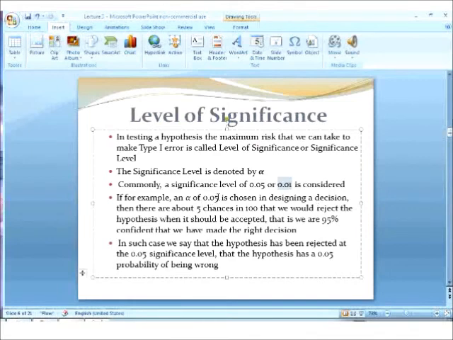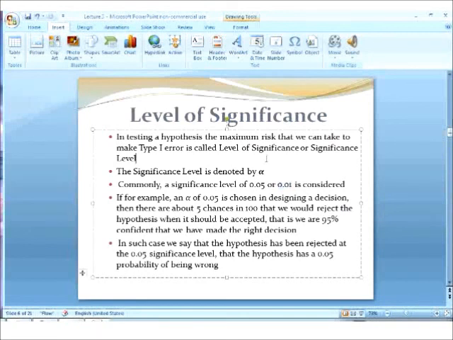So if, for example, an alpha of 0.05 is chosen in designing a decision, then there are about 5 chances in 100 that we would reject the hypothesis when it should be accepted, making a type 1 error. That is, we are 95% confident that we have made the right decision. In such a case, we say that the hypothesis has been rejected at the 0.05 significance level, or whatever our claim is, whatever our decision is, whatever statement we have made, if there is a 5% probability or chance that it would be wrong, or 1% chance or 10% chance.